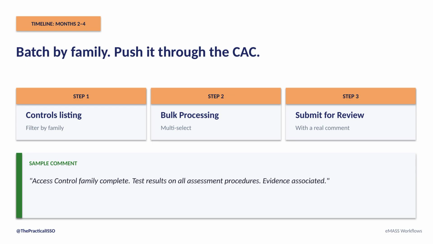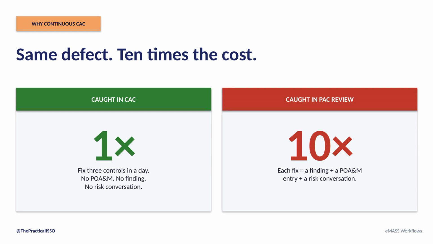3 controls come back for rework. You fix 3 controls in a day. Find those same 3 problems during the formal package review instead, and each fix means a finding, a plan of action and milestones entry, and a risk conversation. Same defect, 10 times the cost. That's the entire argument for running the CAC continuously.